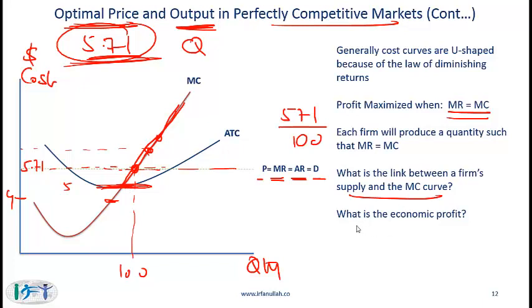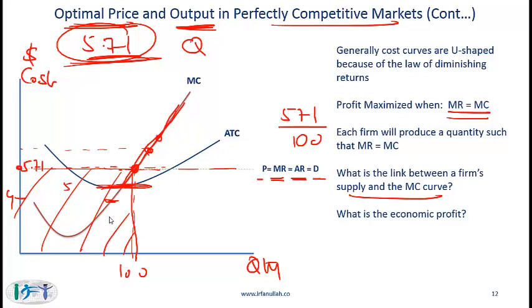Next question, what is the economic profit? Now let's go back to our original situation where the market price is 5.71. Are we making a profit? In this particular case, yes we are, because what is our revenue? Our revenue is the price times quantity. So our revenue is 100 into 5.71, which is 571. That happens to be this particular area.